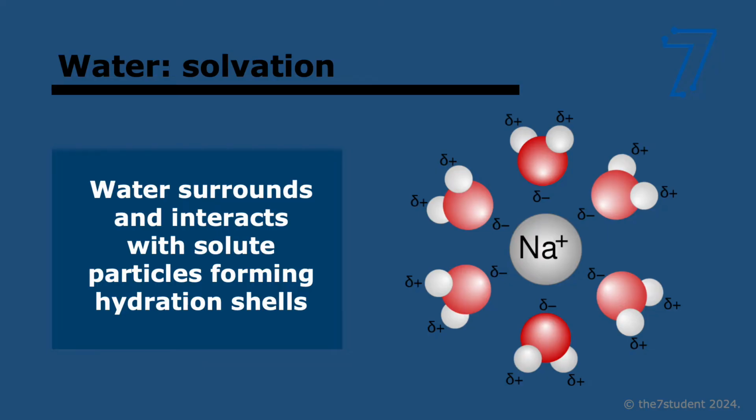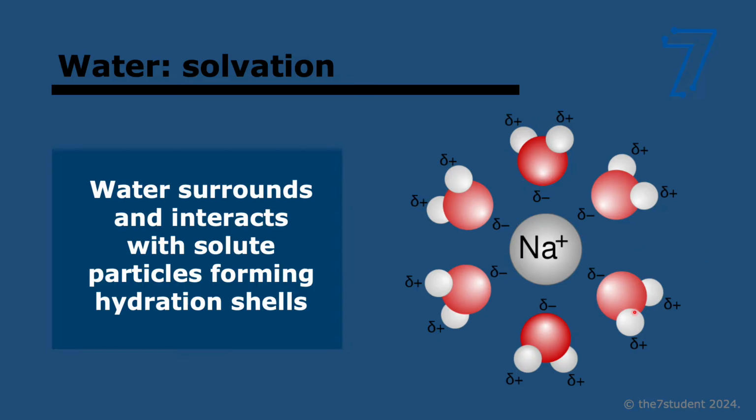So first we have solvation. Now what does this mean? Basically it just means that water is an excellent solvent. So remember, water is polar. This is recap, but just in case anyone doesn't remember. So we have oxygen, and oxygen has a partial negative charge, and the hydrogens have a partial positive charge.